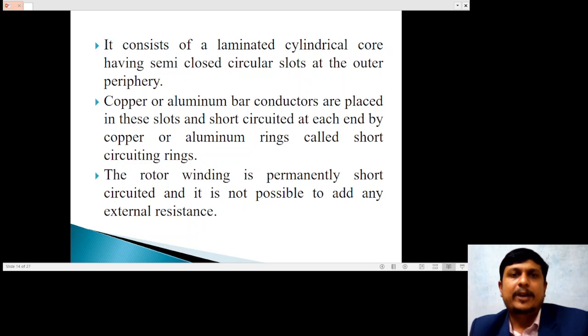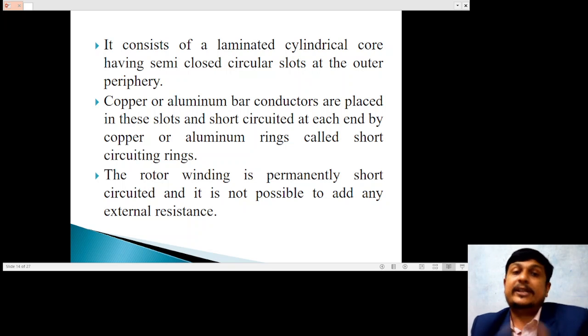Yes, these are some important points. It consists of a laminated cylindrical core. We will see in a later diagram how the laminated core looks, with semi-closed circular slots on the outer periphery. Copper and aluminum bar conductors are placed in these slots and short-circuited at the ends by copper and aluminum rings called short-circuited rings, what we have seen in the previous diagram. The copper and aluminum bars are connected in between the two rings.